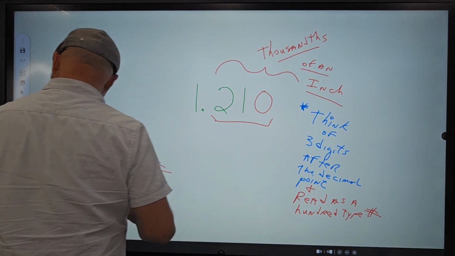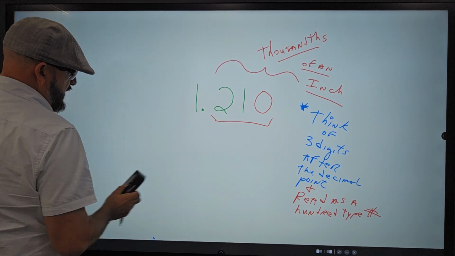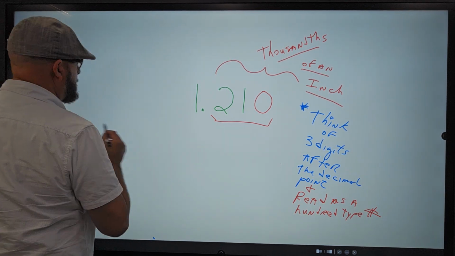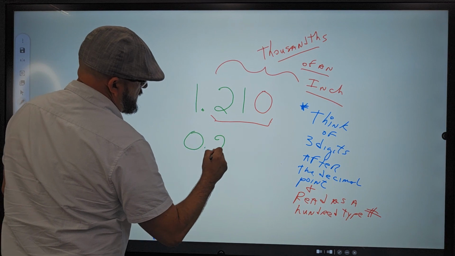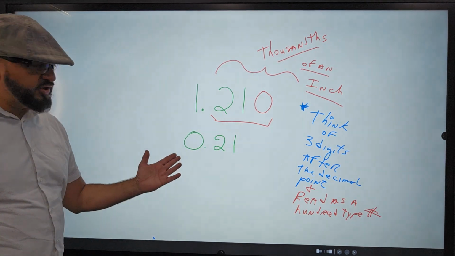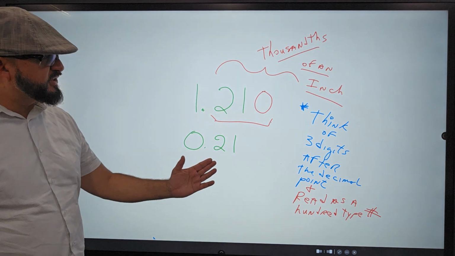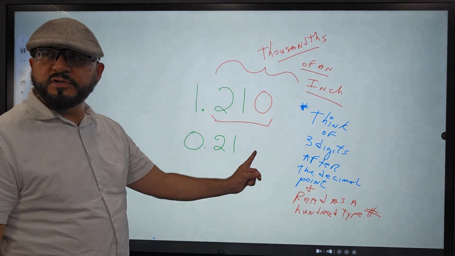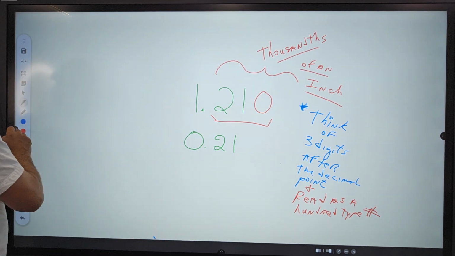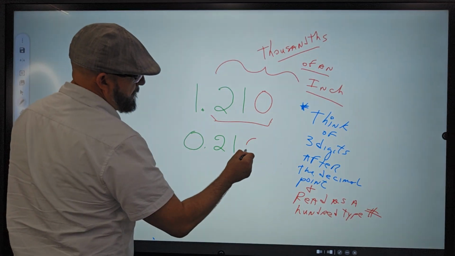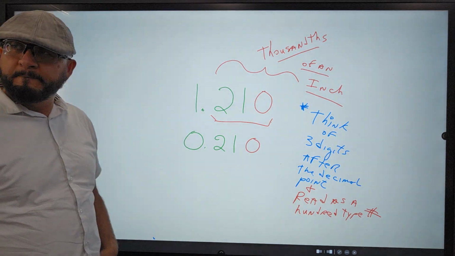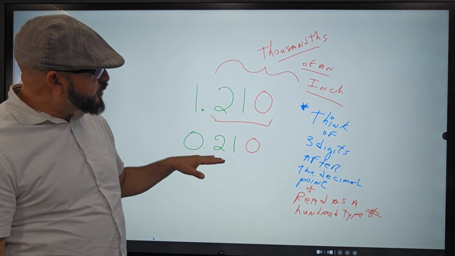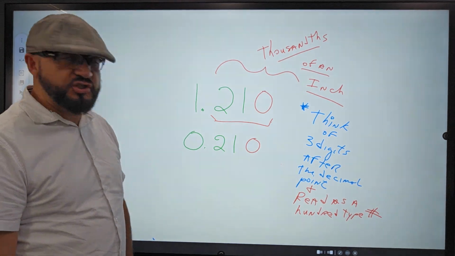So in other words, let me go ahead and write another number here. Let's say this is 0 and this number. See, there's no digit before the decimal. So what does the rule say? Think of 3 digits after the decimal point. So 1, 2, what would be the third digit that you add here? You add a 0. But wouldn't that be 200? Oh, okay, never mind. 210 thousandths of an inch. Right. So this number would read 0.210, 210 thousandths of an inch.